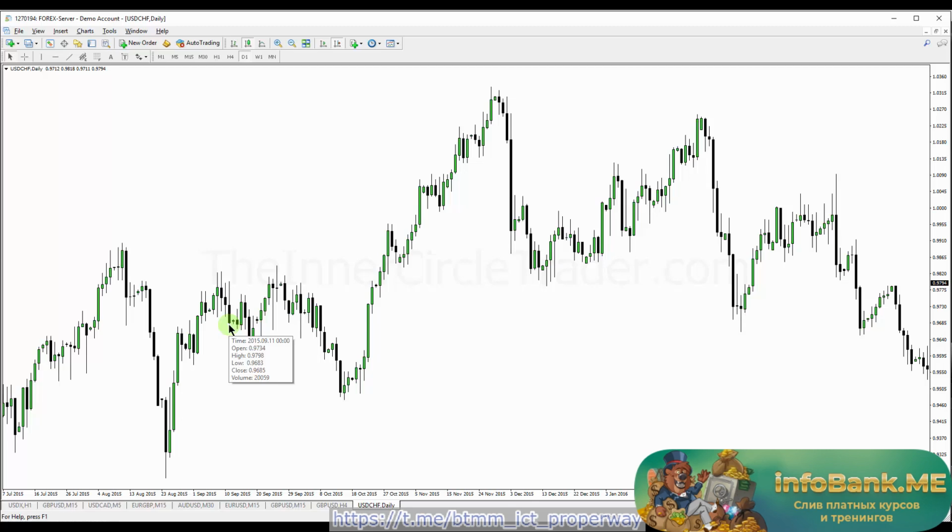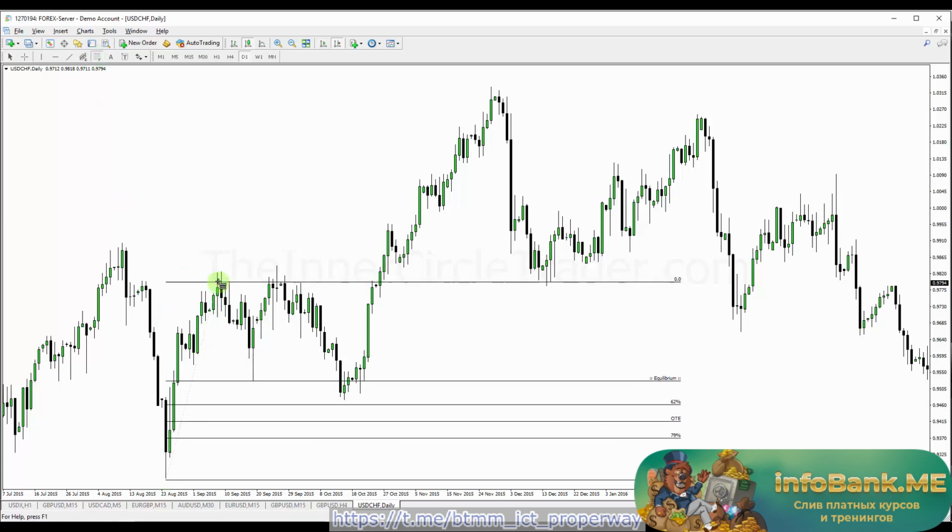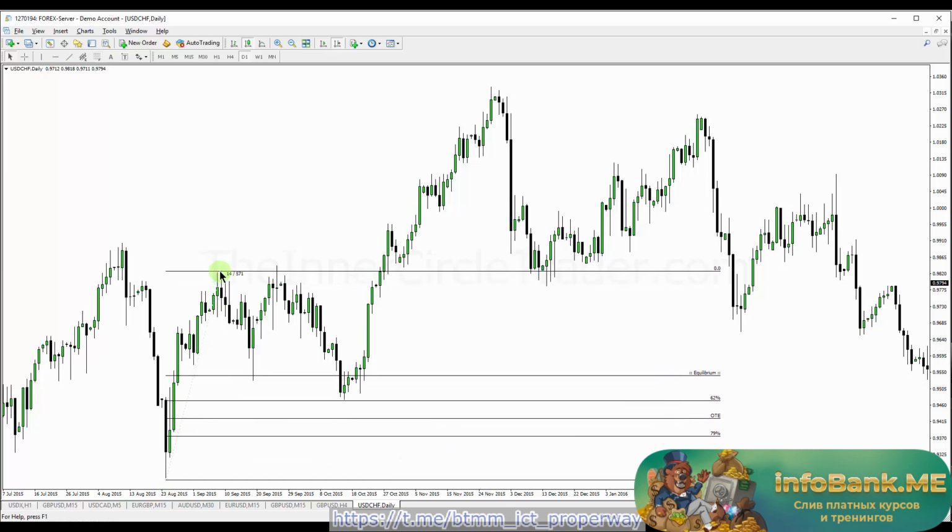Now, what is equilibrium? Equilibrium is the midway point of a price move. Okay, so we're measuring the high from this low. You take your fib, you draw it up to the low, and you drop it. Equilibrium is over here. Let me scrunch this up a little bit more.